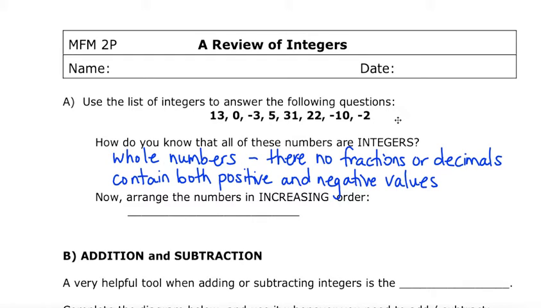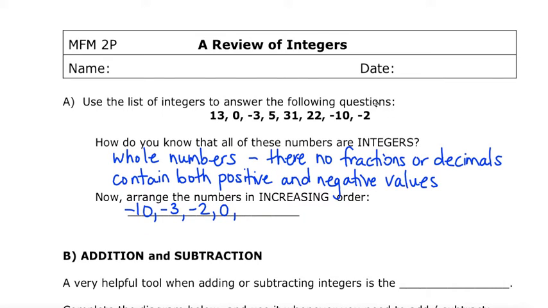numbers. We're going to arrange the numbers in increasing order, and we're going to do this by taking a look at what the smallest number is. And our smallest number in this list is -10, followed by -3, then -2, 0.